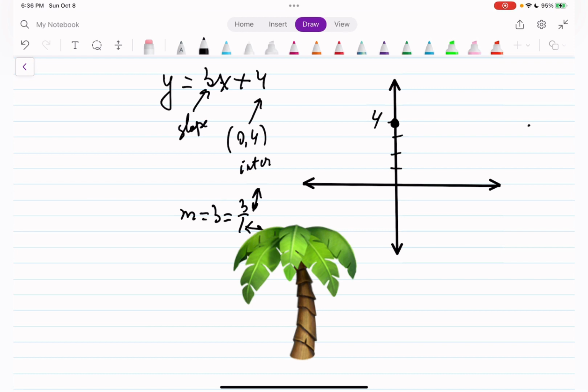I can go up 3. Well, since I can't go up 3, let's say it's ending, right? So what am I going to do? Can I write 3 over 1 as negative 3 over negative 1? It's going to be the same 3 over 1, right? So that's how I'm going to work on it.